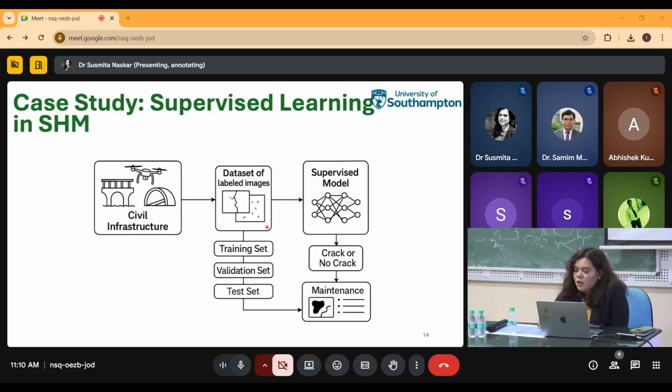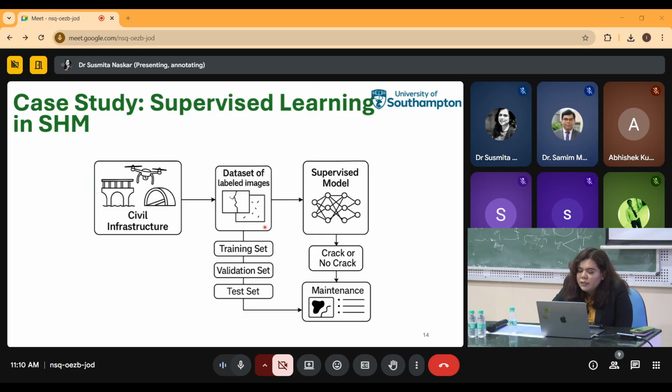And then once there is crack, no crack, the final one is the output and maintenance decision, right? That's the final one. So basically the trained model outputs whether there is a crack detected or not, and the information is then fed into the maintenance system, right? And that will prioritize inspections or repair based on the detected condition. Whether there is a crack, what is the intensity of the crack, whether that needs immediate maintenance. So those decisions are going to be taken care of.